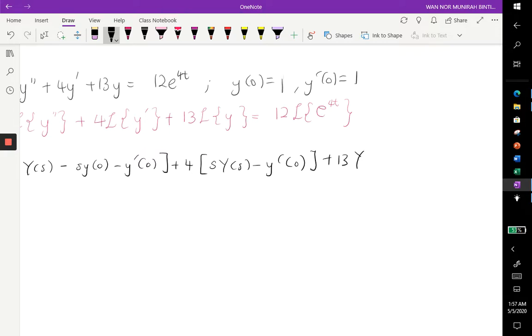So when you transform, you have Y(s) equals to 12 times the Laplace of e^4t. e^4t is 1 over s minus 4. So you have 12 over s minus 4.